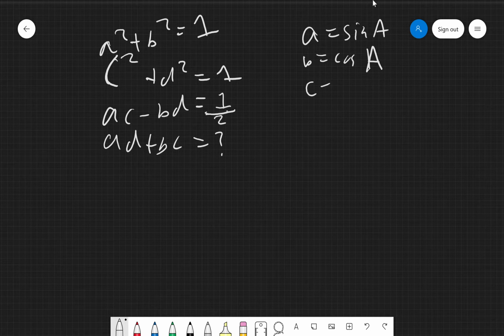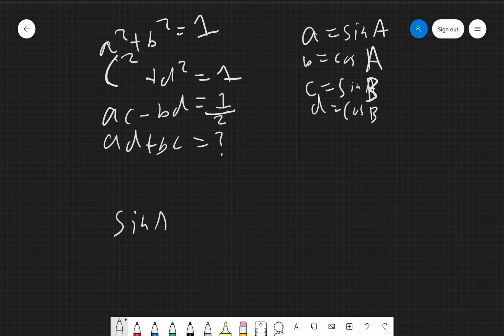Then c equals sine of b, and then d equals cosine of b. Alright, so now that's pretty cool. The first two equations define how we got the variables, so we didn't need to plug it in. Now the second equation, that's where the spice comes to life.